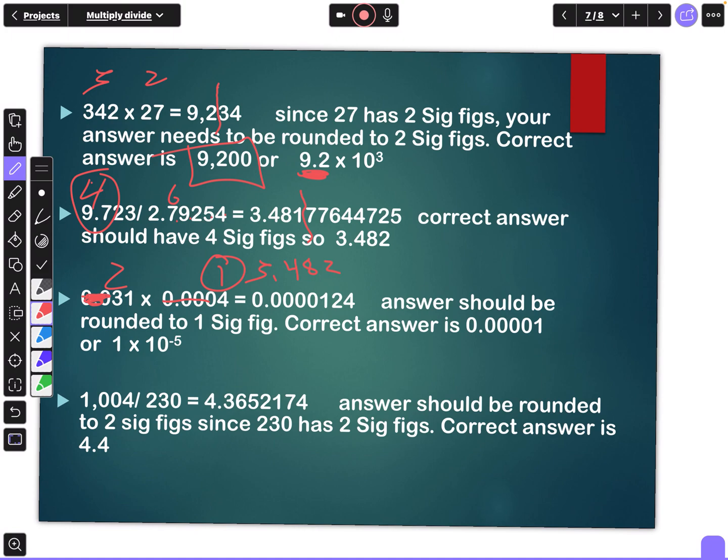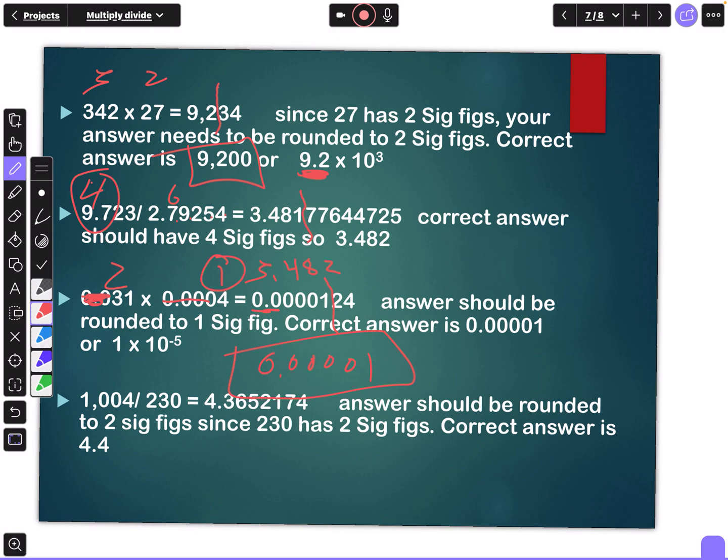This is why placeholder zeros are not significant, these right here, because if they were significant, the answer would end up being just 0.0. That's why placeholders and leading zeros are not significant. We need that one significant figure, so we're going to have to cut it off right here. So our answer would be 0.00001. That would be one significant figure. You could have also put that in scientific notation if you'd wanted to.